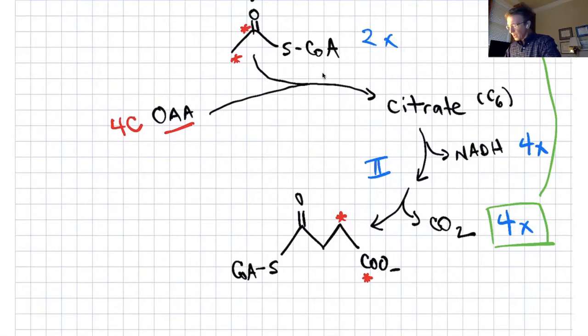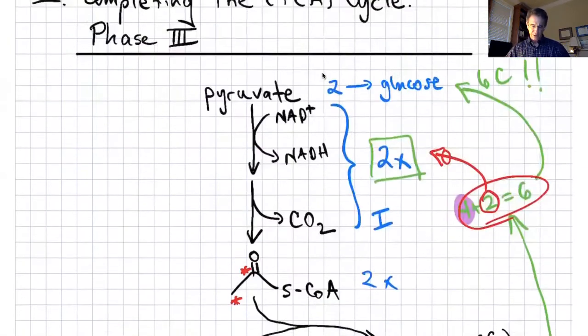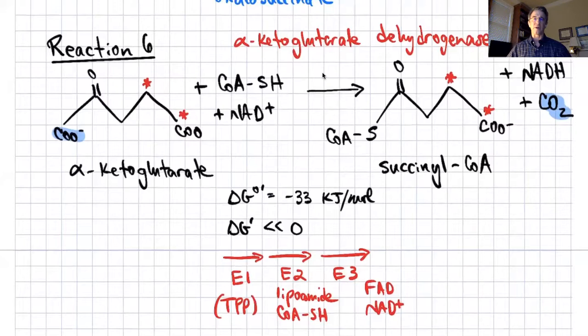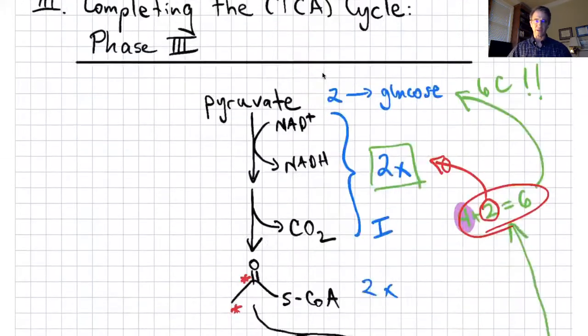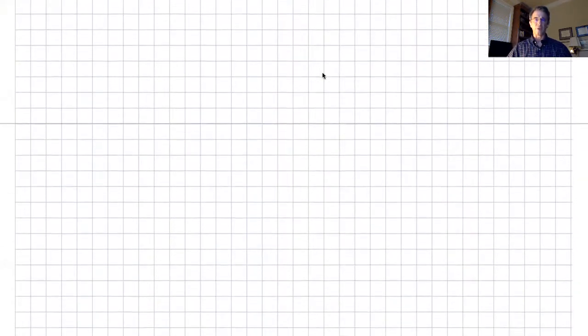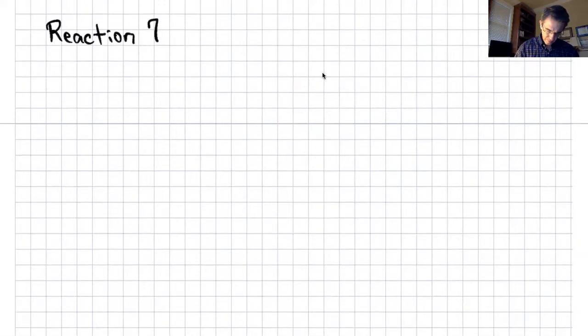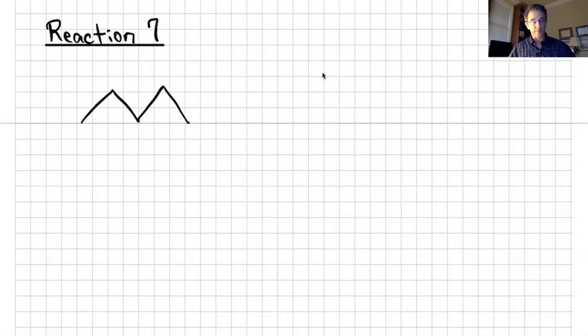Okay. All right. So let's think about that next set of reactions. We ended the previous reaction, if you recall, with the alpha-ketoglutarate dehydrogenase reaction. That was reaction 6. So our next step forward, to enter phase 3 of the TCA cycle, we're going to call reaction 7, right? So again, we're going to take that succinyl-CoA molecule, right?